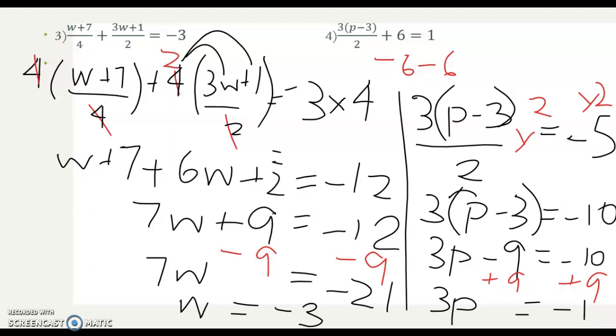And the last step is to divide both sides by 3, and that will give us p equals negative 1/3. I hope you can read my working out.